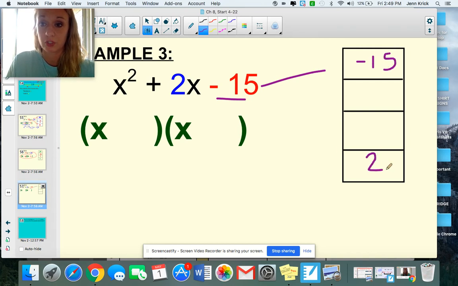All right, so I know that they need to multiply to a -15 and add up to a positive 2. So in my head right now, I'm going through the factors of 15, and the most obvious factors that come to mind are 5 and 3. Okay, so I know it's going to be 5, and I know it's going to be 3, because 15 and 1 is not going to work.